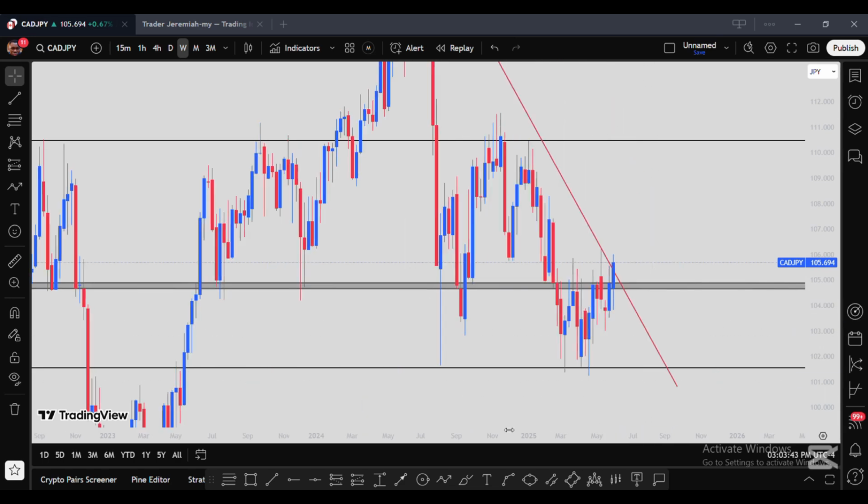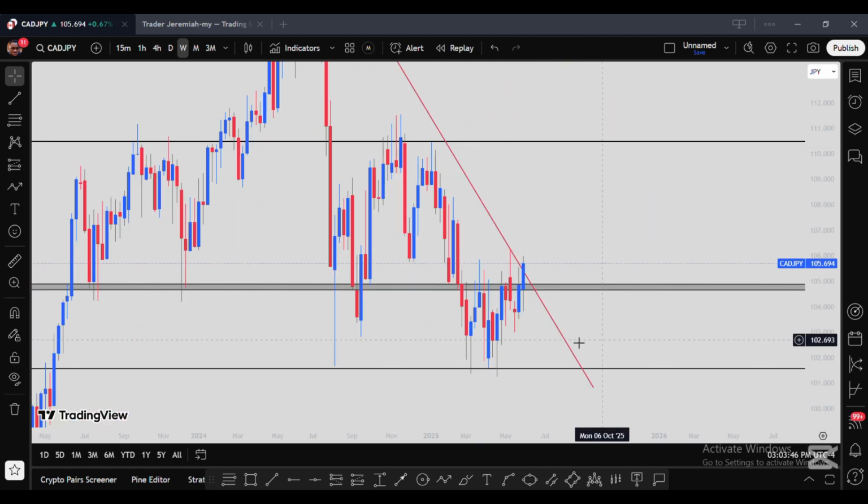So price has already broken it, and if you look at this clearly, this seems like a chart pattern. So this was a double bottom here. So let's go to the daily time frame and see it clearly.